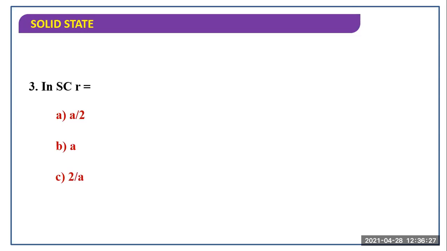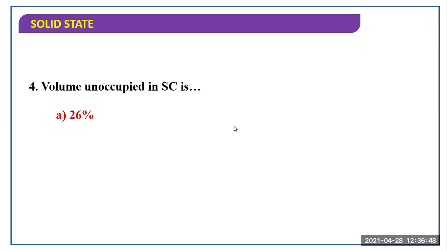For simple cube, A equal to 2R. Yes. So R equal to A by 2. Volume occupied by simple cube is 52.4%. And unoccupied is 47.6%.